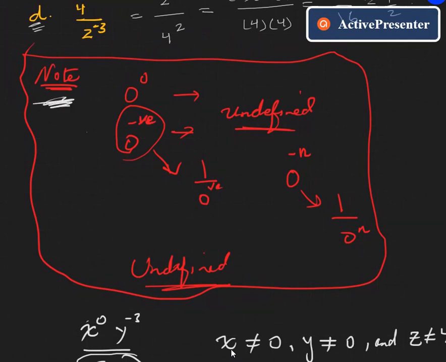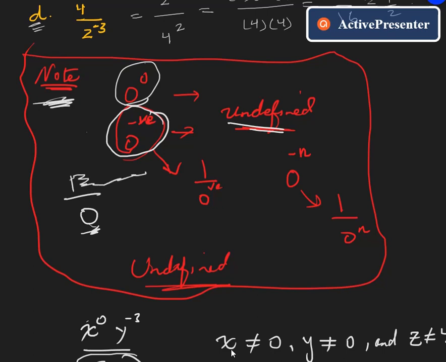Okay, 0 to the power 0 is undefined, and 0 to any negative number is also undefined. If you have 0 here in the base, it doesn't matter what number you put as the power. If 0 is in the base or the denominator, it should be unacceptable or undefined. Okay.